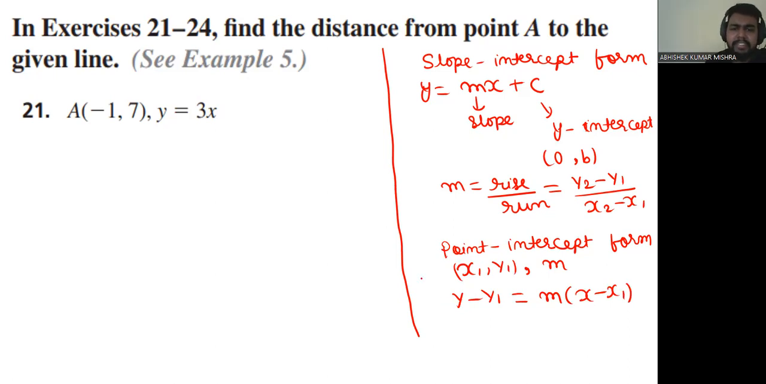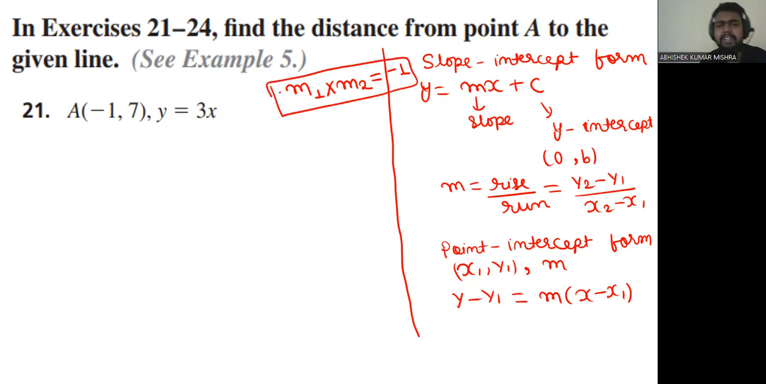Some more basics you need to understand: when the slopes of two lines are equal to each other, the lines are parallel to each other. When you multiply slope 1 and slope 2, the slopes of two lines, and if their product is equal to -1, that means your lines are perpendicular to each other. So these are some basic concepts you need to understand before starting this question.